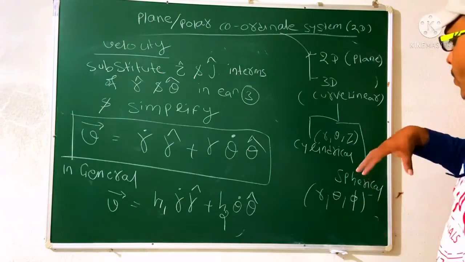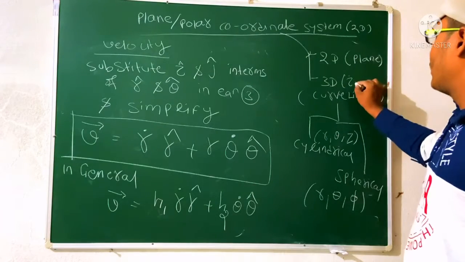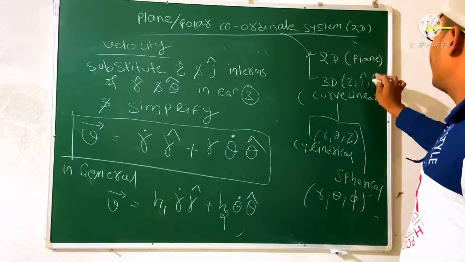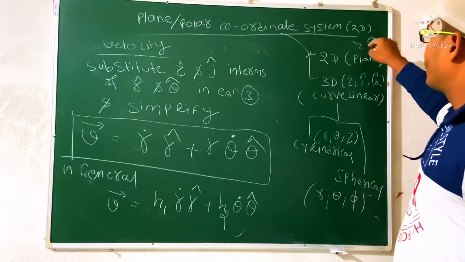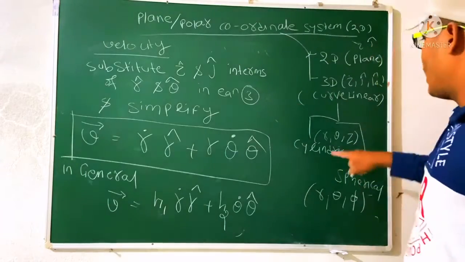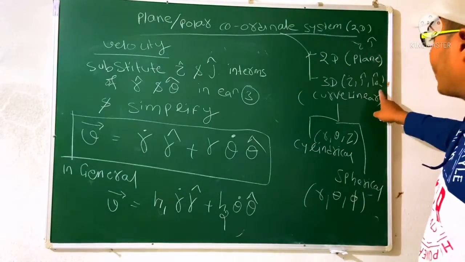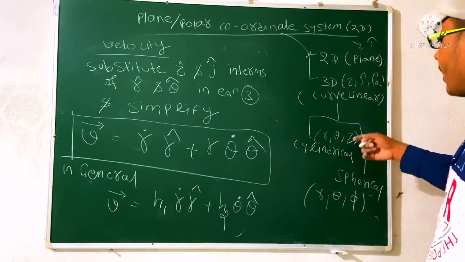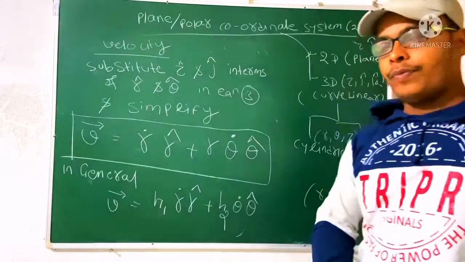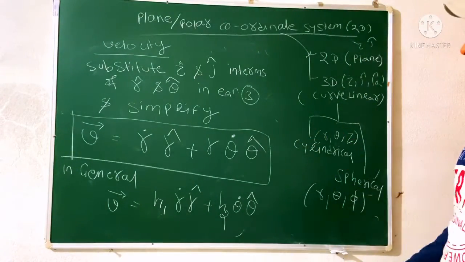Since cylindrical is 3D, we have i cap, j cap, k cap, and here we have i cap, j cap, which we transfer to r, theta. That means i cap, j cap, k cap will transfer to r cap, theta cap, k cap in cylindrical, and r cap, theta cap, phi cap in spherical. We will discuss the cylindrical part in your next class.